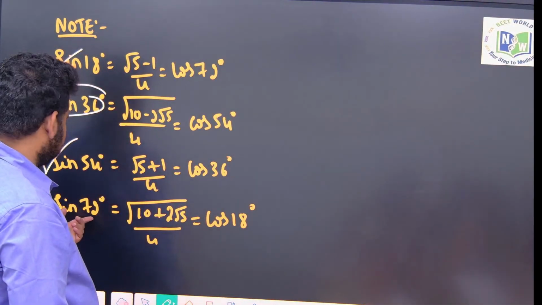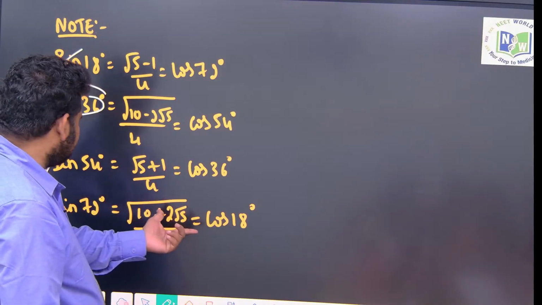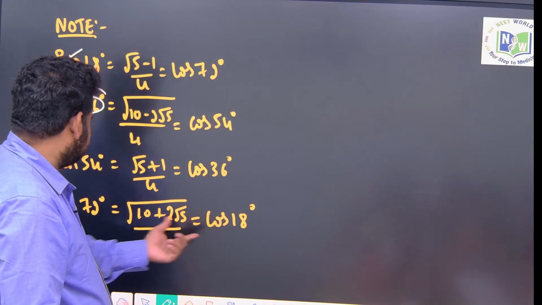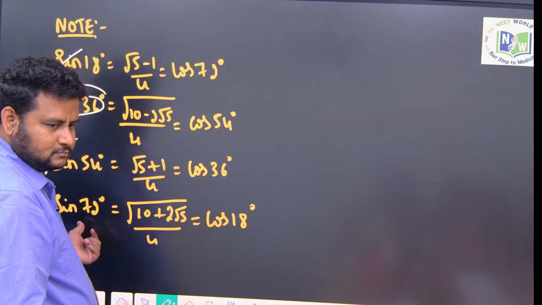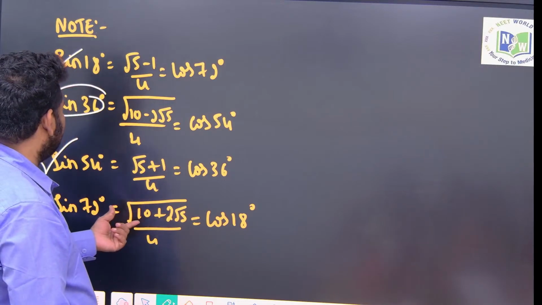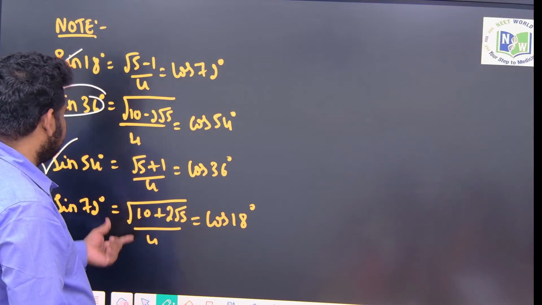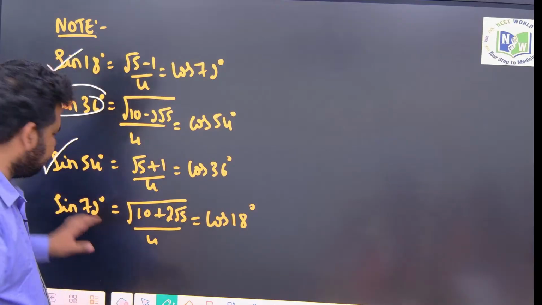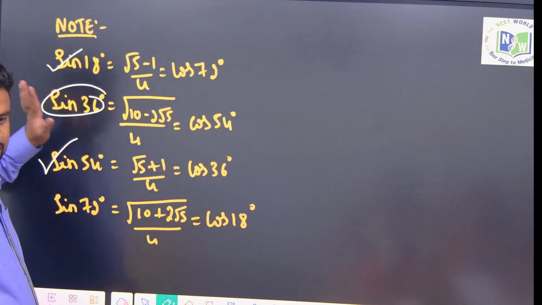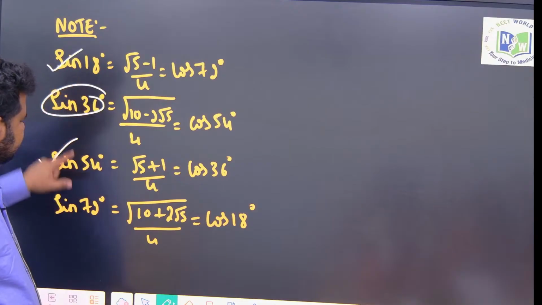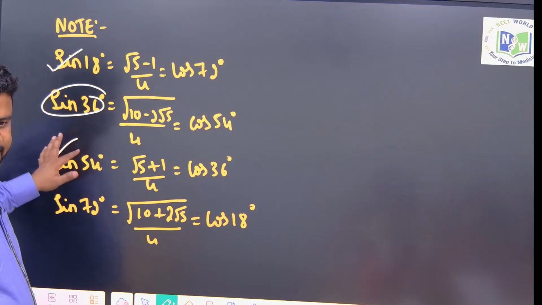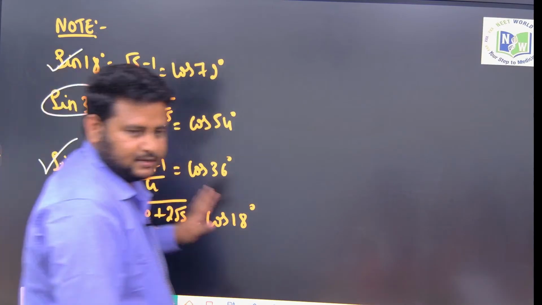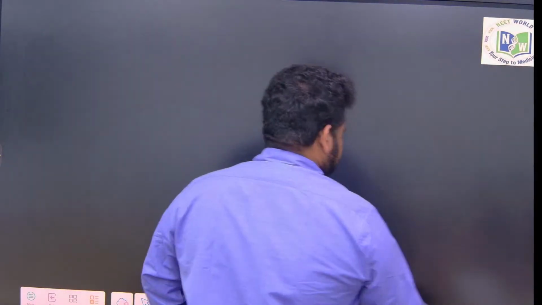This one. Cos, what is it? 36, why? This one. I am not getting what you are telling. Okay, forget about this. I want you people to remember this one and this one. Don't worry about others. Sin 18 and sin 54 you remember. Clear? Next.